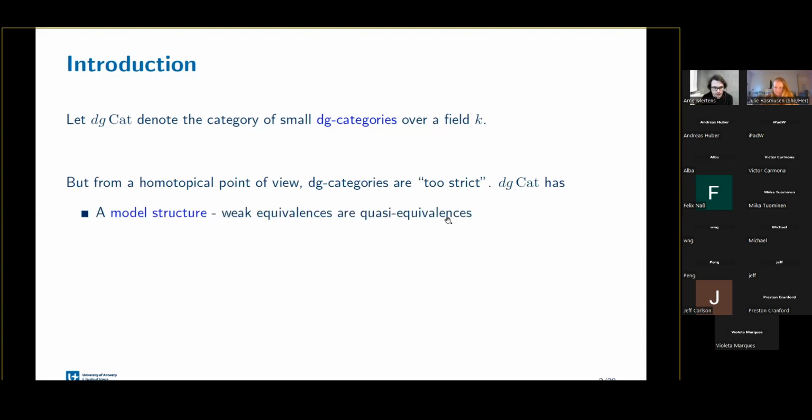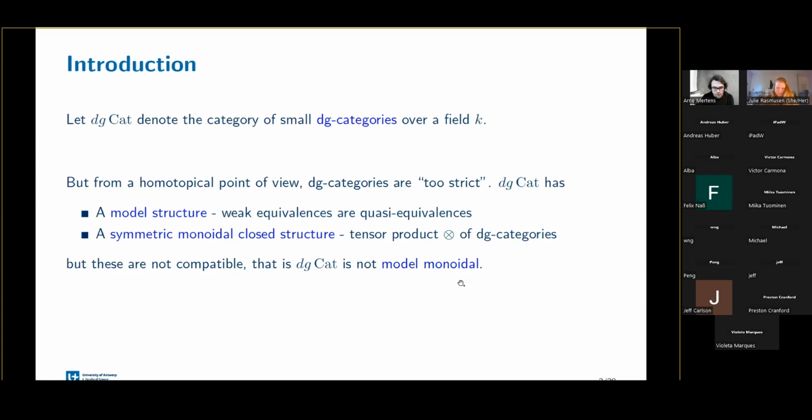That is to say, they have a model structure. The weak equivalences are given by the quasi-equivalences. This is the work of Tabuada. And they also have a symmetric monoidal closed structure. This is the usual tensor product of DG categories. But these are not compatible in the sense that DG-cat is not a model monoidal category.